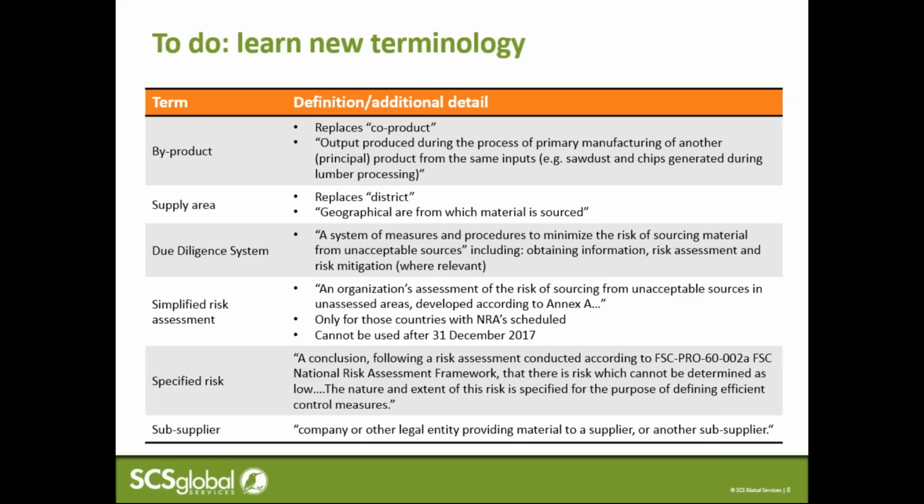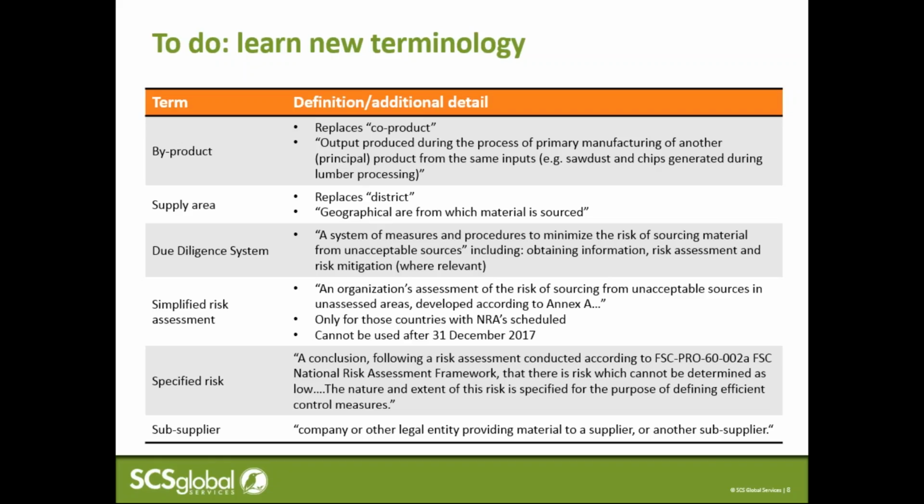Second, simplified risk assessments can only be used where an FSC risk assessment, that is, a national risk assessment or centralized national risk assessment, for all 5 controlled wood categories has been scheduled. Both the US and Canadian national offices of the FSC are currently developing national risk assessments, which are scheduled to be completed and approved before December 31st, 2017.